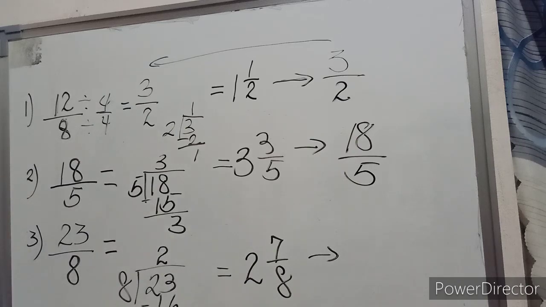So again, you can see 18 over 5 on the given. While for the last example, 8 times 2 is 16. 16 plus 7 is equal to 23 divided by 8. Okay, so I hope with these examples given that whenever you are asked to change an improper fraction to a mixed fraction or vice versa, it will be easy now for you to do.